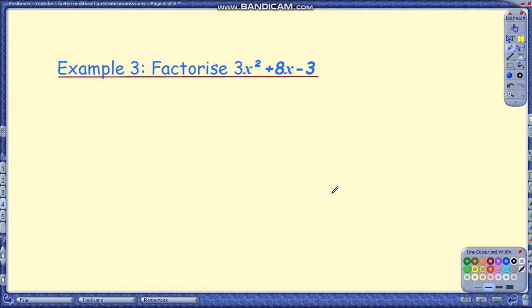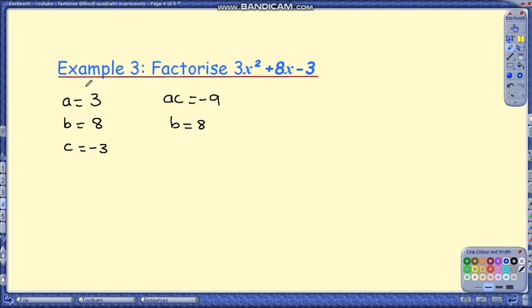Step 1, identify your A, B and C. So A is 3, B is 8 and C is negative 3. So be careful, we're now starting to have negative terms. Remember we also need now our AC and we need B. B is 8, simple. AC, 3 times negative 3 is negative 9.